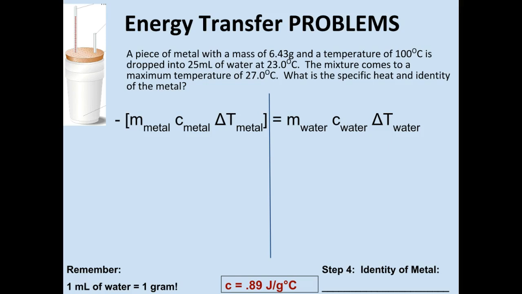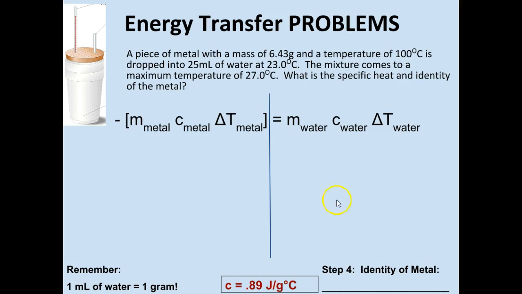On your page, just to double check, you should have that the mass of the metal, so M metal, should be equal to 6.43 grams. The C of the metal is unknown, or your X, and the delta T of the metal is 100 minus 27. And you should have calculated what that delta T of the metal is on the left.